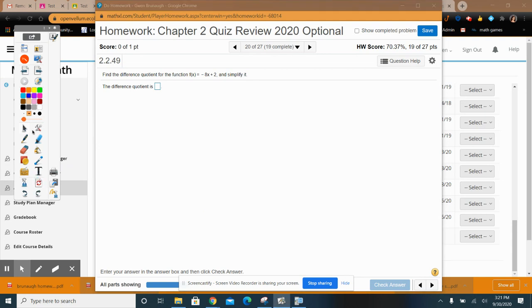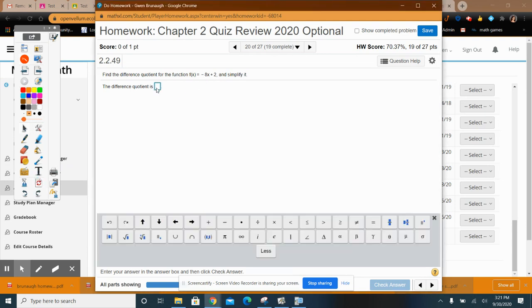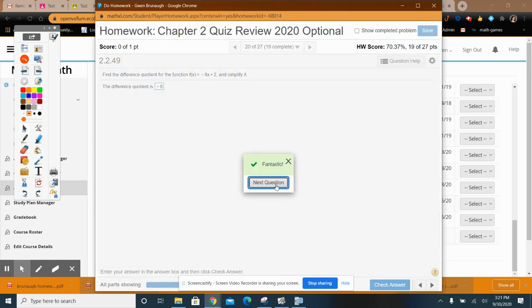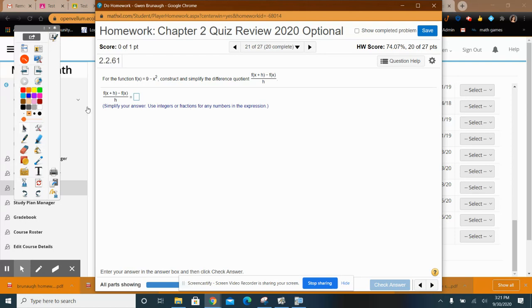Difference quotient again. Here it is. You need to know, what is that asking me? That's just asking me for the slope. It's -8. Another difference quotient. So there was 2 of them.